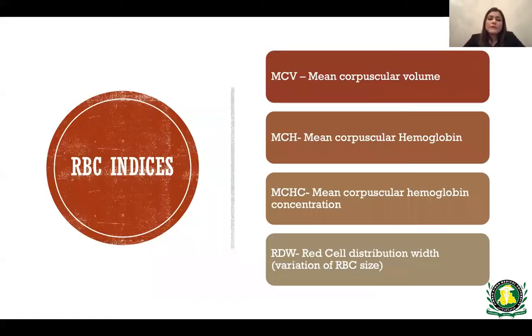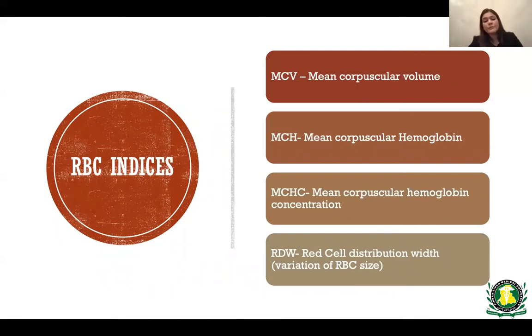So our red blood cell indices, what we actually look at on the complete blood count profile, are MCV, which is the mean corpuscular volume, MCH, mean corpuscular hemoglobin, and MCHC, mean corpuscular hemoglobin concentration. So the MCH and MCHC is the hemoglobin content in RBC. So that tells you the average content. Our red cell distribution width.